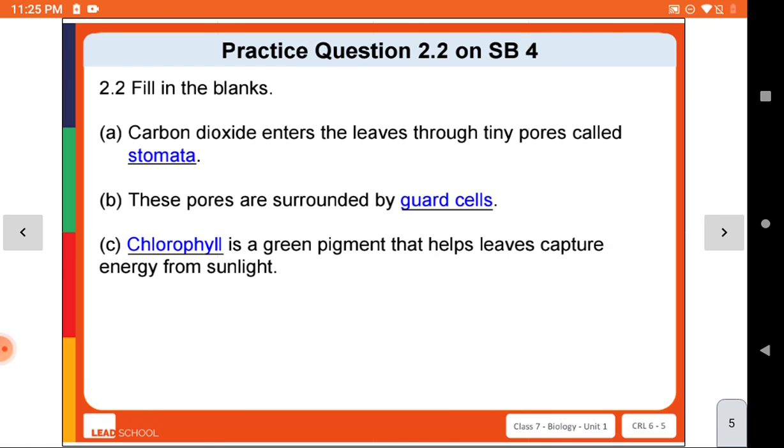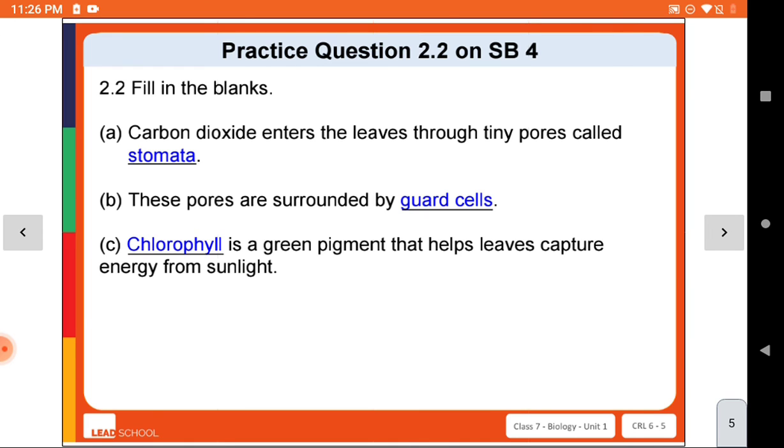After that, practice question number 2.2 according to your SB4, which is fill in the blanks. The first blank: carbon dioxide enters the leaves through tiny pores. These pores are called dash, that is stomata. Via stomata, plants take in carbon dioxide and release oxygen.